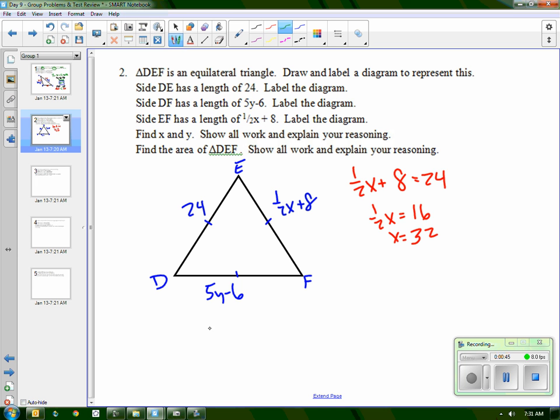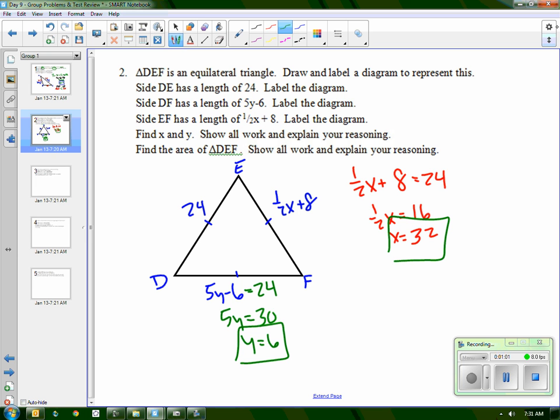Nice. How about when I do that with y? If I set this guy equal to 24, I get 5y equals, add 6, 30. So y equals 6. All right, I got x and y. What else do I need to find here? Let's see, x and y done. So when we did that, find the area.